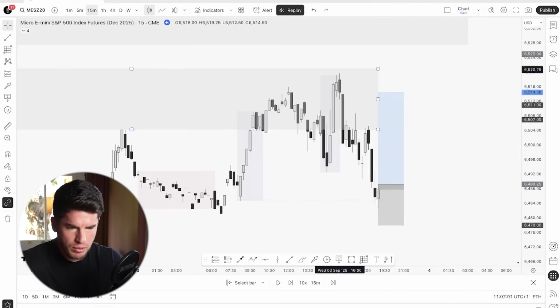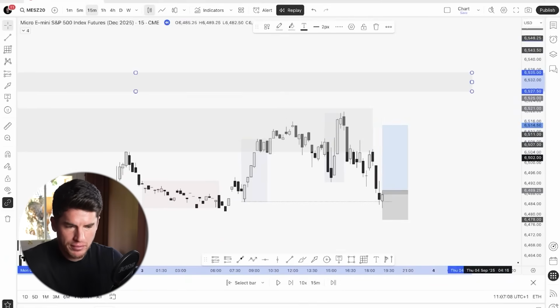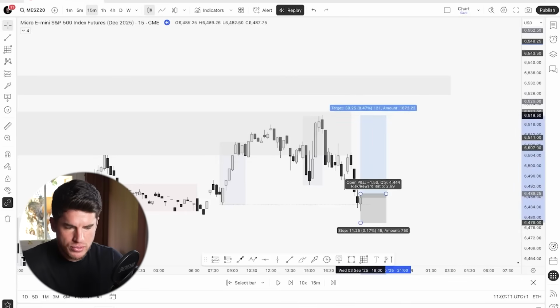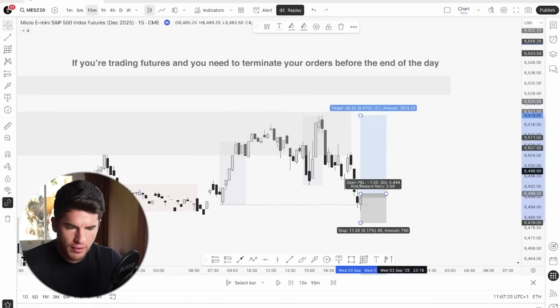We still have some gap to fill, but even if you were to say this gap's being filled, remember we have another gap resting above. So we can either target the opposing side session-based liquidity of that trading day of trading futures. So if you're trading futures and you need to terminate your orders before the end of the trading day, that's fine, you can do that.